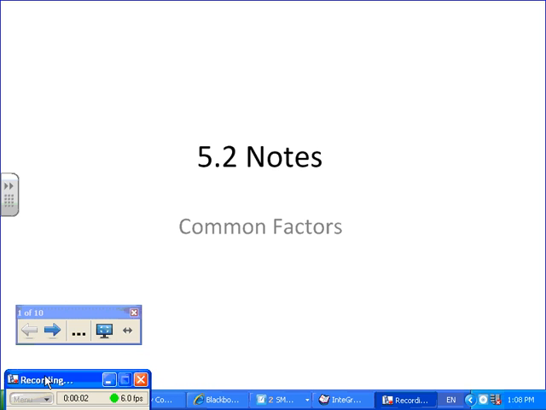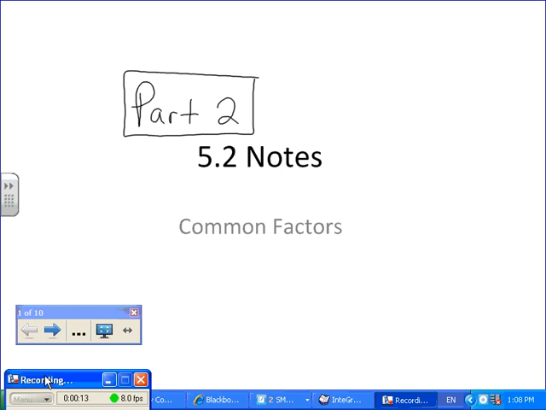Everyone, welcome to our 5.2 lesson. This is part 2. We started our 5.2 notes in class last day, and we're just going to finish those notes up today. So I'd like you to have your 5.2 notes open. We're still looking at common factors or factoring, the beginning of factoring polynomials.